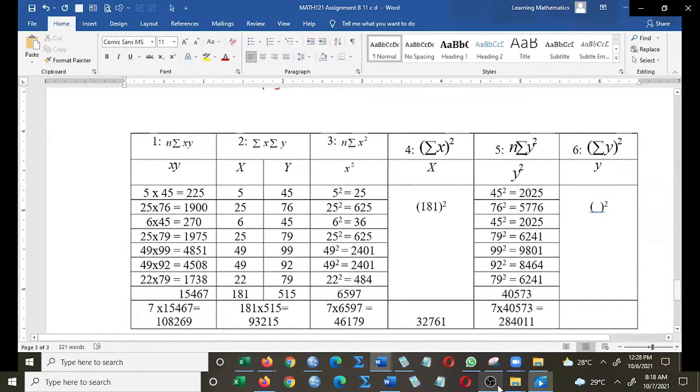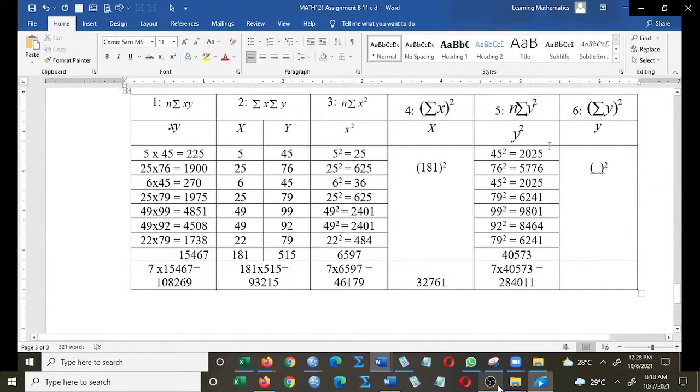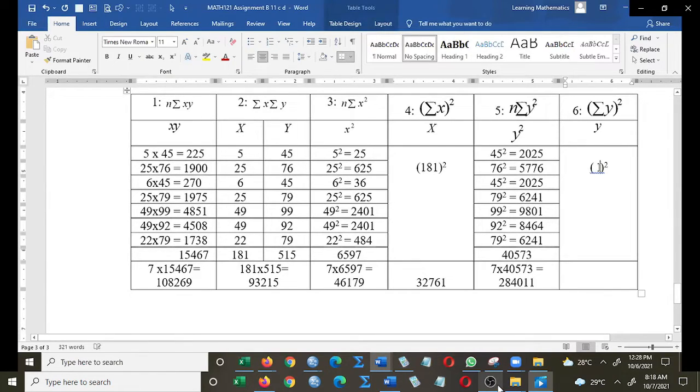Right, so now we're going to square the sum of y. The sum of y is 515. So you go in 515 and you square the sum of y.